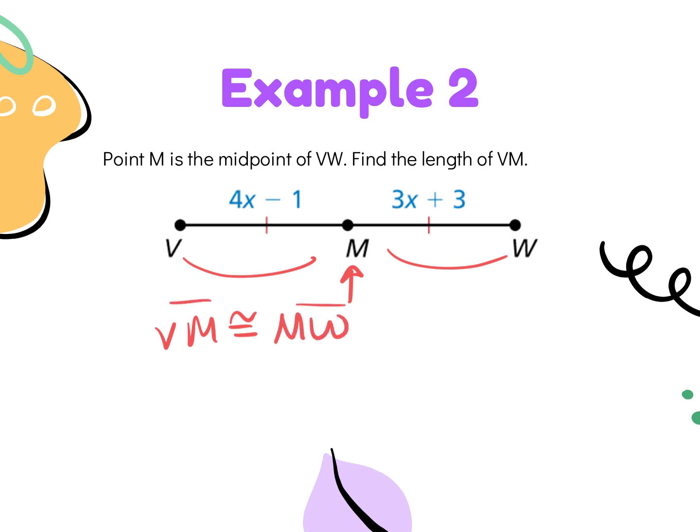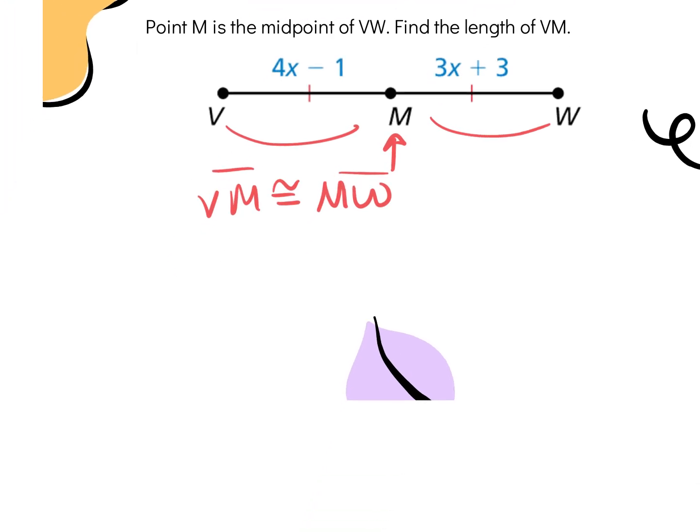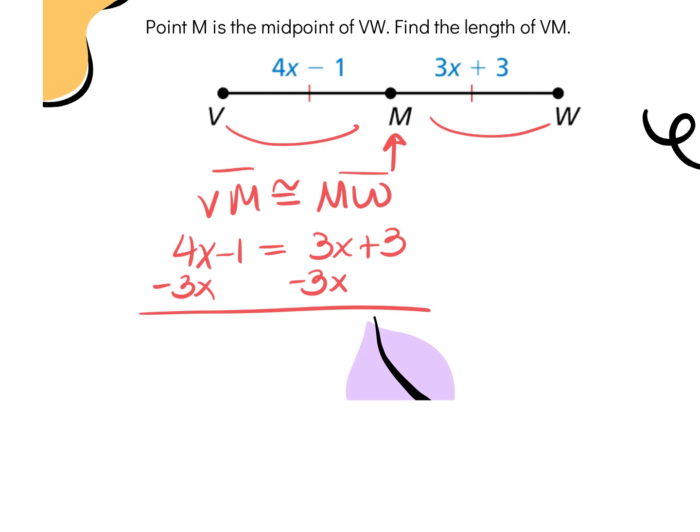And this is what I'm going to be setting up using the expression that they gave me for each of these. So VM is 4x minus 1. MW is 3x plus 3. I'm going to solve this algebraically by moving my variables to one side of the equation, and then I'll move the constants to the other.